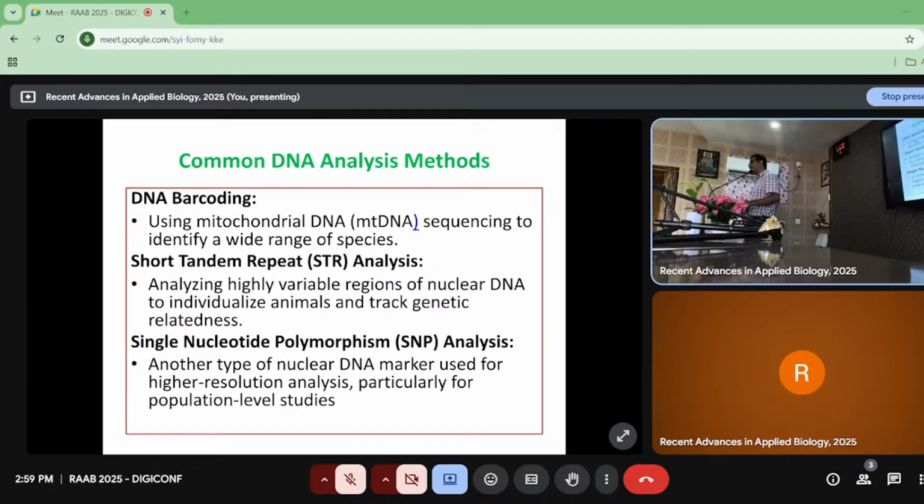Next is DNA barcoding, a common DNA analysis method. What are the methods? DNA barcoding is one of the methods where mitochondrial DNA is mainly sequenced. And then the second one is short tandem repeats analysis. Mitochondrial DNA can be analyzed from the samples. Then short tandem repeats can be analyzed for samples like non-invasive samples, and single nucleotide polymorphism (SNP) analysis is done for nuclear DNA from the collected samples which are degraded ones.